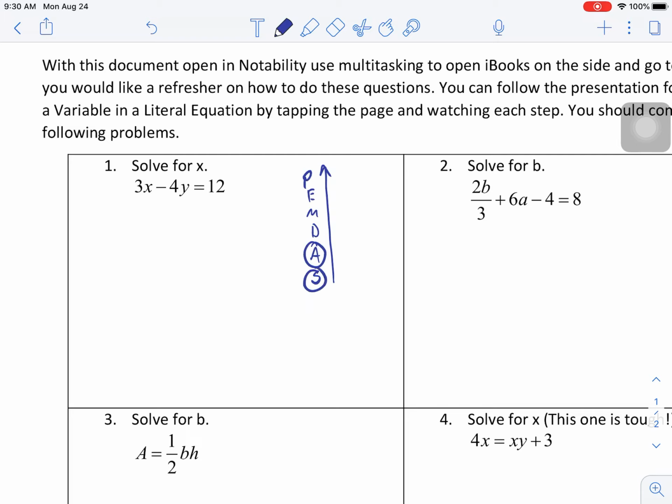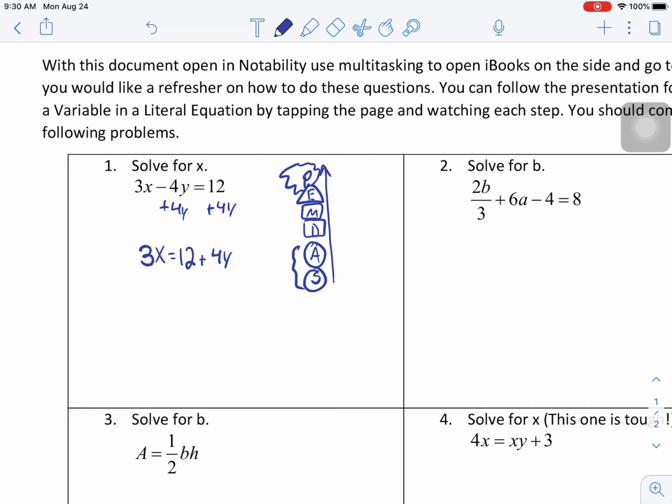So adding and subtracting would happen first, multiplying and dividing would happen second, and then we would look at the exponents, and then finally we would go to powers if they exist. So we start down here with adding and subtracting. That looks like we're going to add 4y to the other side. When we do that, we get 3x is equal to 12 plus 4y. We cannot combine those two things because there's a y on the 4 and there's not a y on the 12, so they just stay separate from each other.